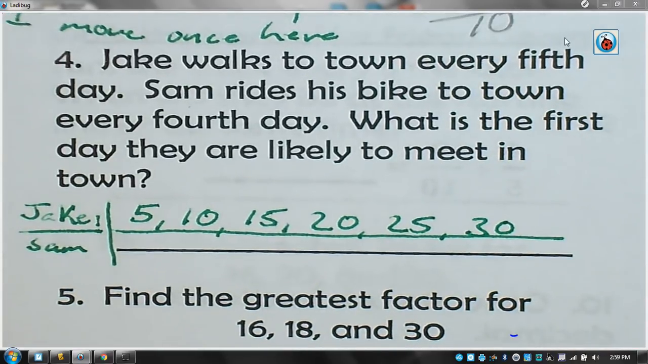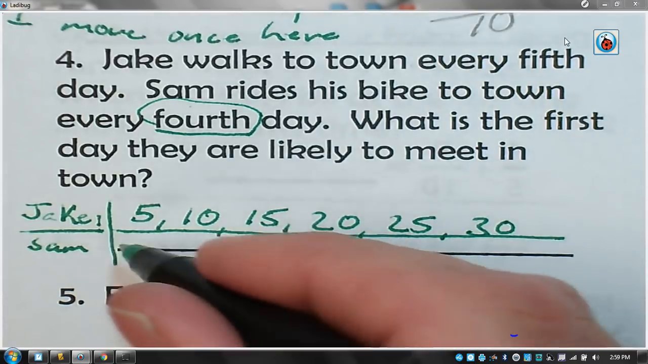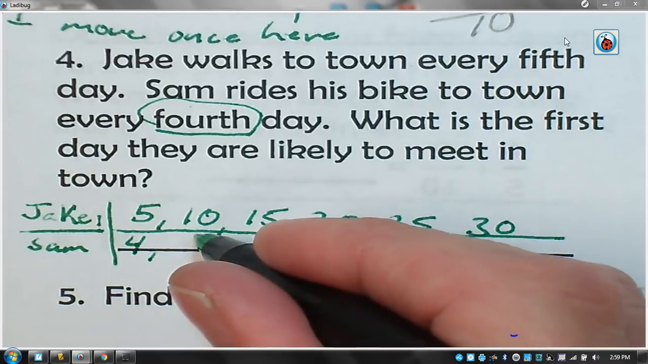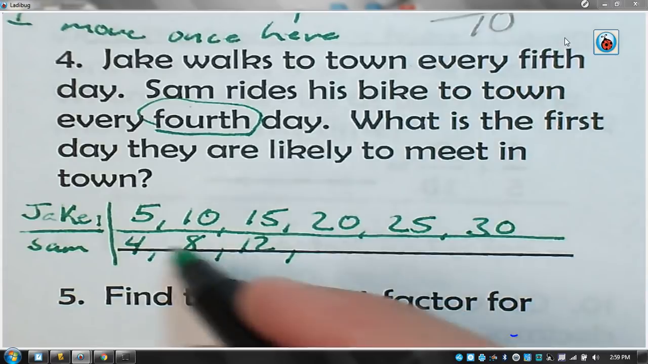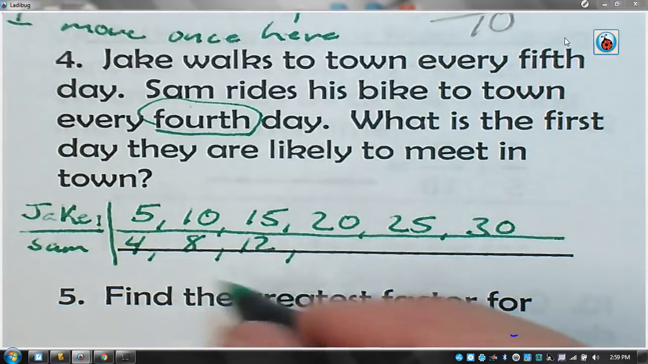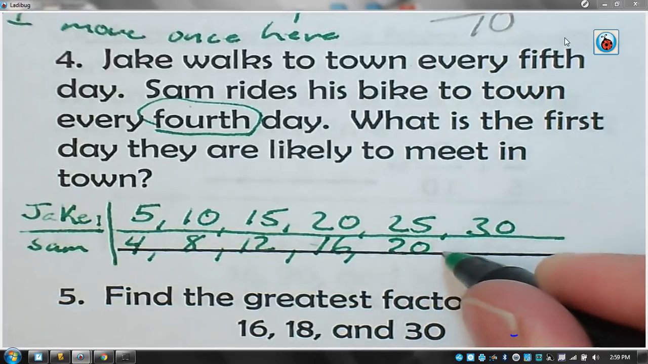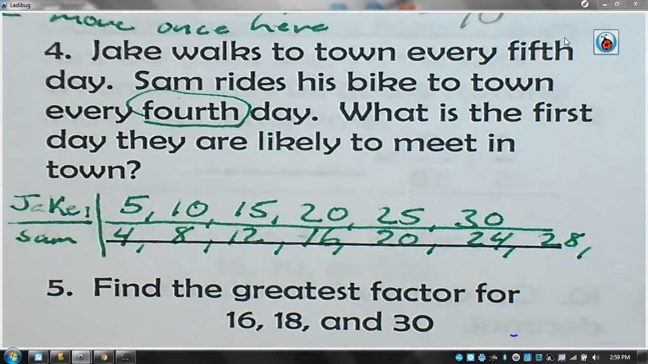It is a lot. Now Sam, he doesn't have the same pattern. He always goes the 4th day. So he's going to go the 4th day. And then he's going to go the 8th day. And then he's going to go the 12th day. And they have nothing in common right there. The 16th day. The 20th day. And the 24th. The 28th. You get the pattern. So what day are they going to meet, more than likely? What do they have in common?